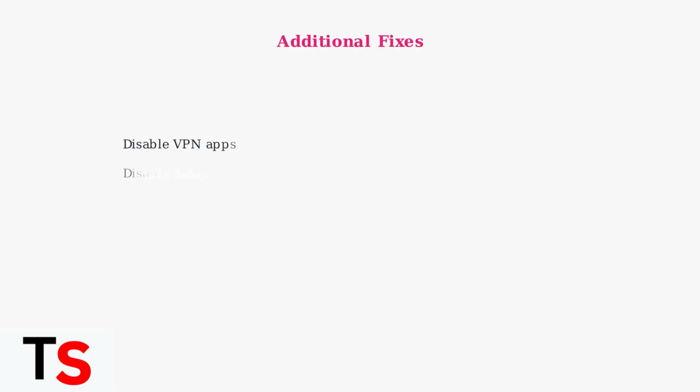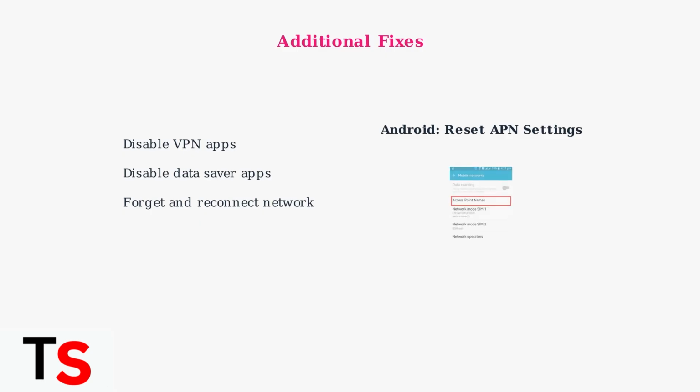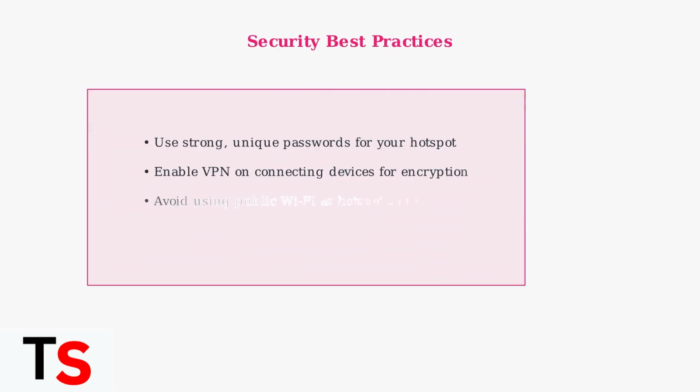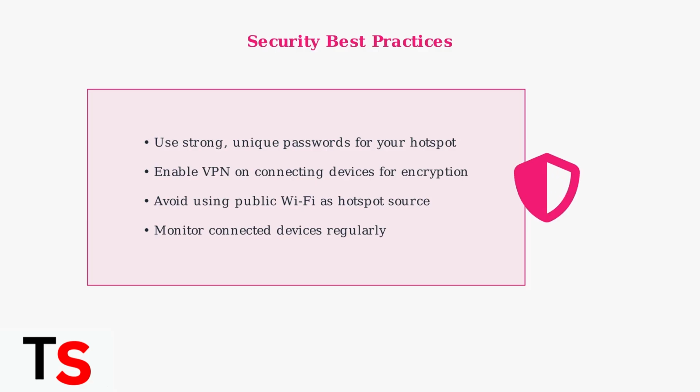Additional troubleshooting steps include disabling VPN and data saver apps on both devices, and for Android users, resetting APN settings to default. Security is crucial when using mobile hotspots. Always use strong, unique passwords and consider additional protection measures.